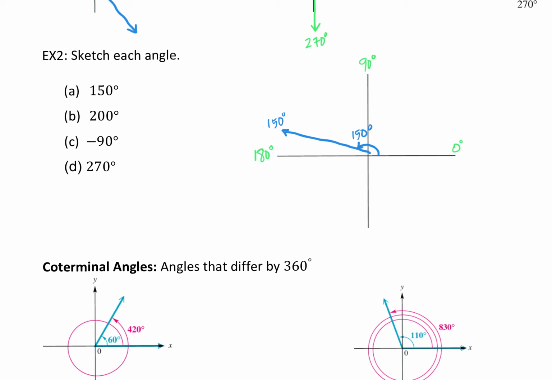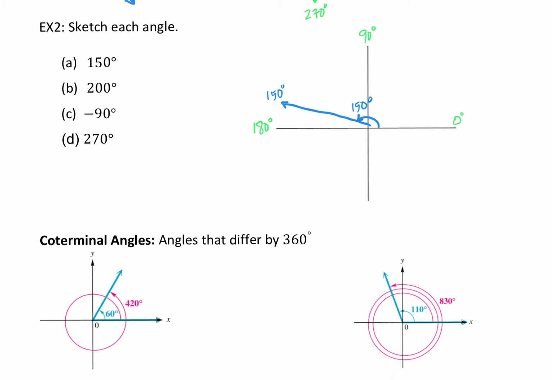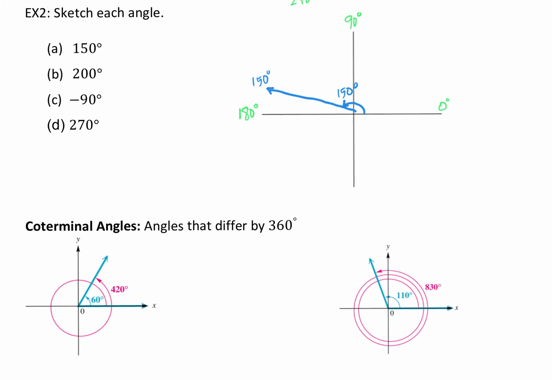In B, we have an angle of 200. So if I went around further, I would have 270 degrees and a complete rotation of 360. So I can see that 200 is between 180 and 270. And it looks like it's closer to 180. Oh, my drawings are horrible. So we're going to go around, and this would be 200.